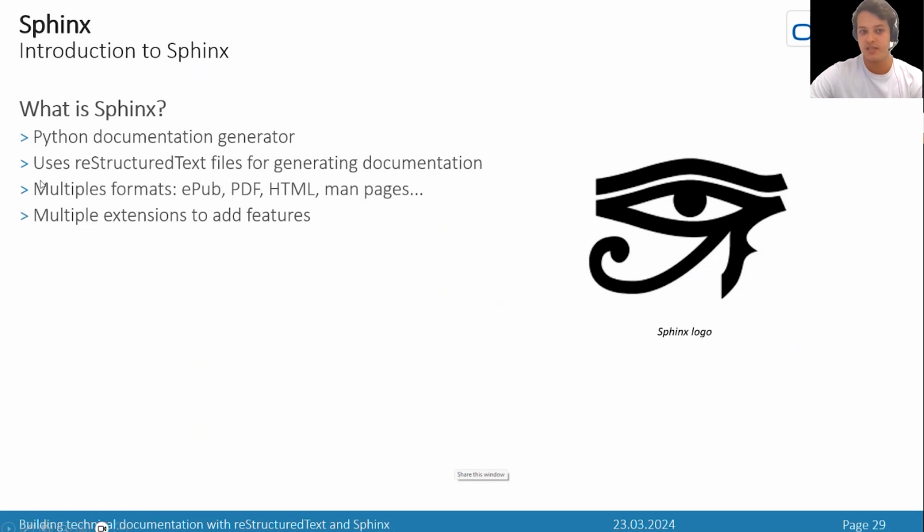As I said in the beginning, it uses RST files for generating documentation, and we can have multiple formats as an output. We can add multiple extensions to Sphinx when we need supplemental features.